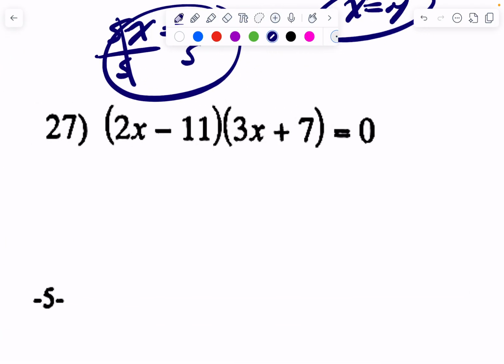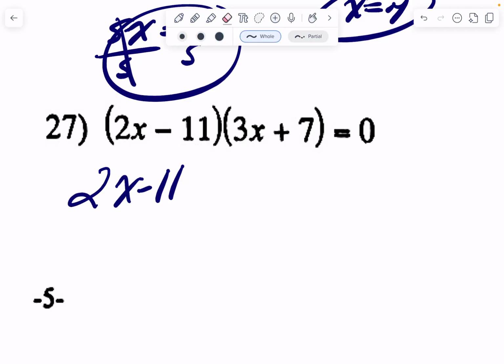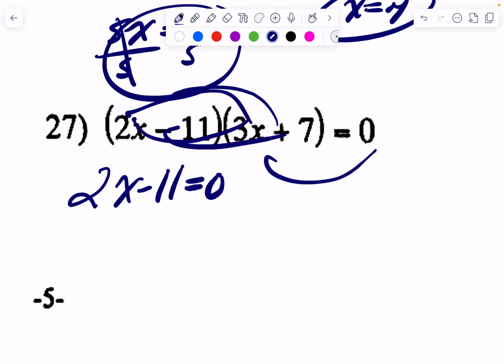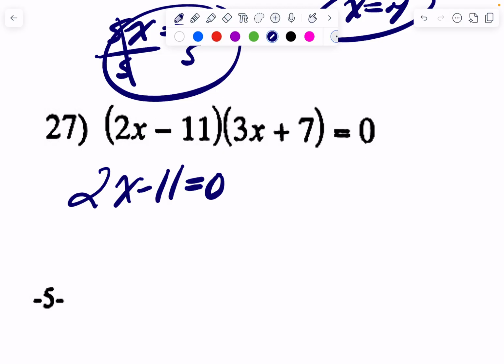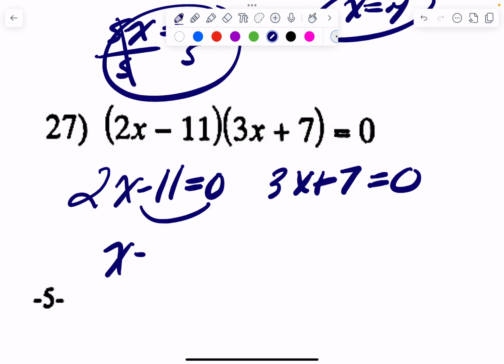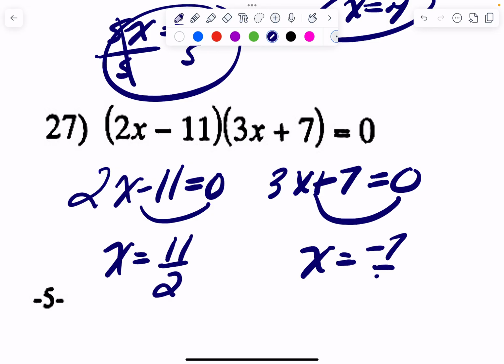Again, these are factored and set equal to 0, so we can just set each equal to 0 individually and solve. See, this wouldn't work if this was equal to 6. No, you literally have to multiply everything out. Like all this, you'd have to distribute, move the 6 over, then solve by a different method. So right here, we'll add 11, then divide by 2. We'll subtract 7, divide by 3. Since those are just solving linear equations, I am doing those pretty quick.